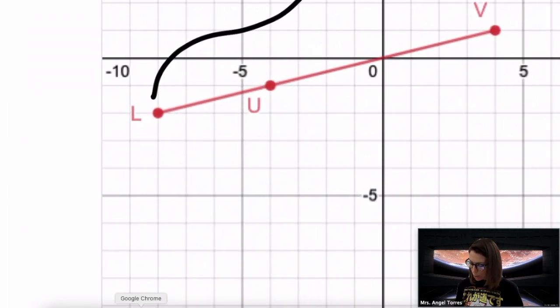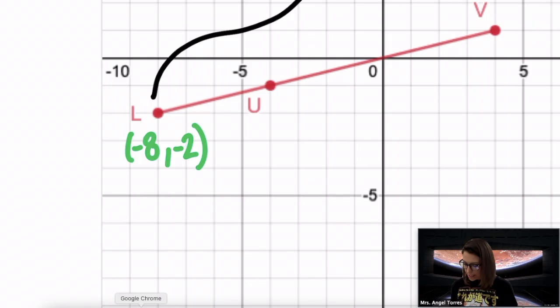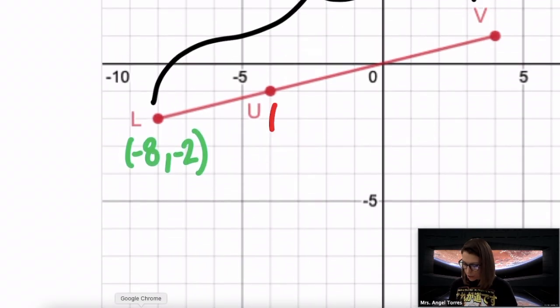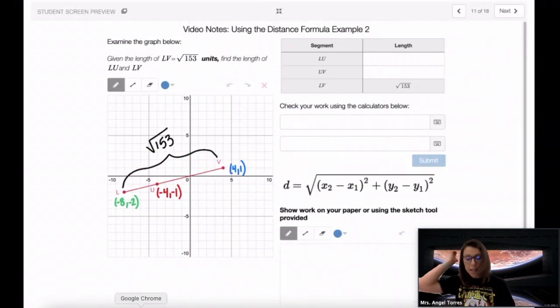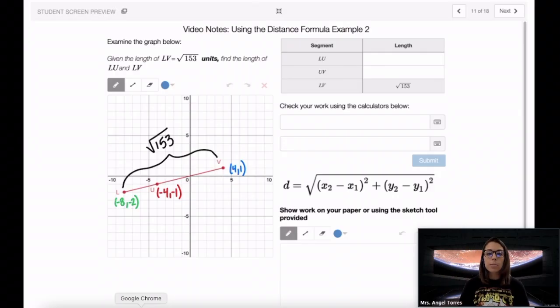It looks like point L is at -8, -2. Point U is at -4, -1. And point V is at 4, 1. All right, so let's start with our distance formula and finding the length of LU.